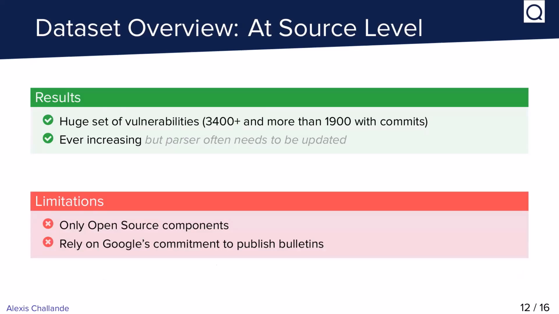So let's now understand what is exactly inside the dataset. At the source level, we have a huge set of vulnerabilities, about 3,400, and more than 1,900 of them have commit information. The difference is because not every component in the bulletins is open source; the bulletins cover some other components that are closed source. And it's also ever increasing, since we have bulletins every month, so it's always up to date. Its limitation is that it only covers open source components, and it relies on Google's commitment to publish bulletins, obviously.